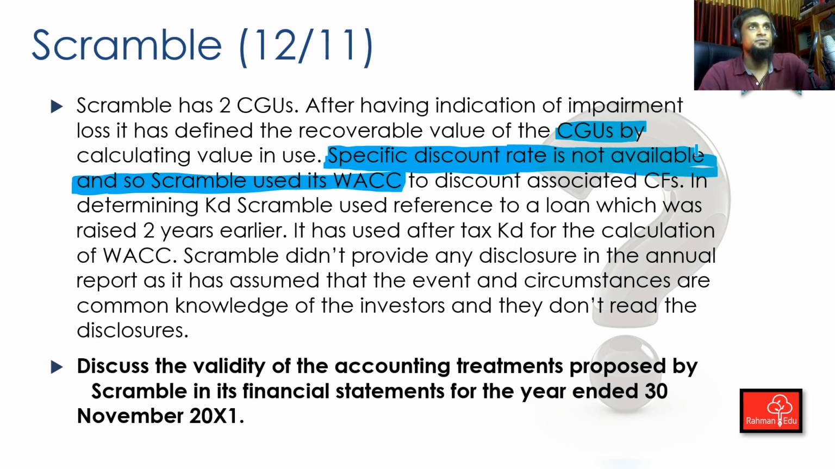So we should use first the risk-free rate. If not possible, then we should go for the incremental borrowing rate. If not possible, then we can go for the WACC. WACC. Yes. Well, you missed something here. What did you miss here? Asset specific market. Thank you very much.